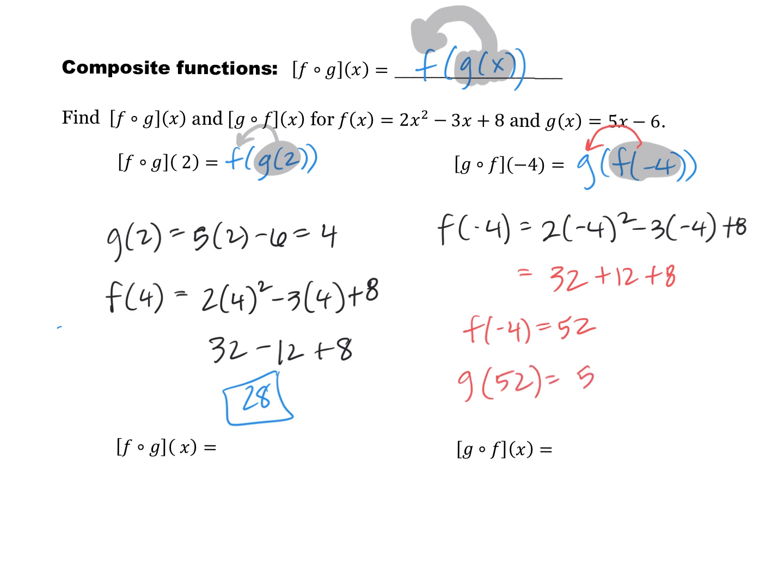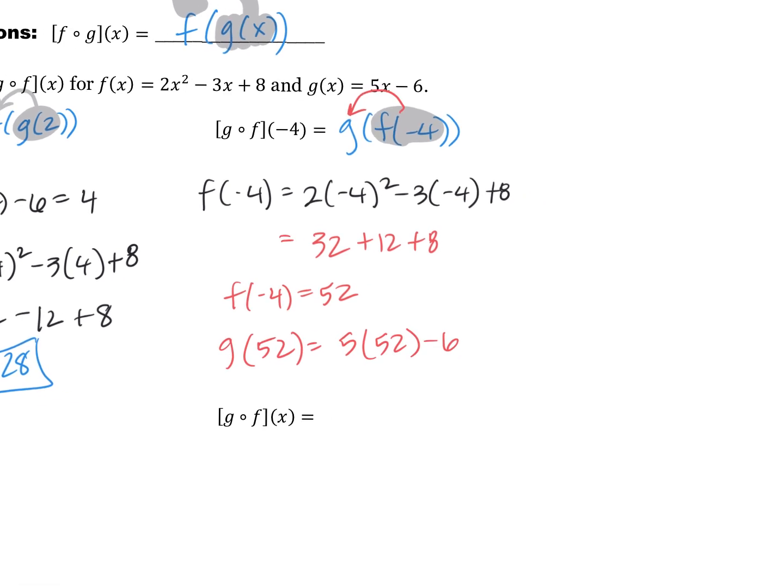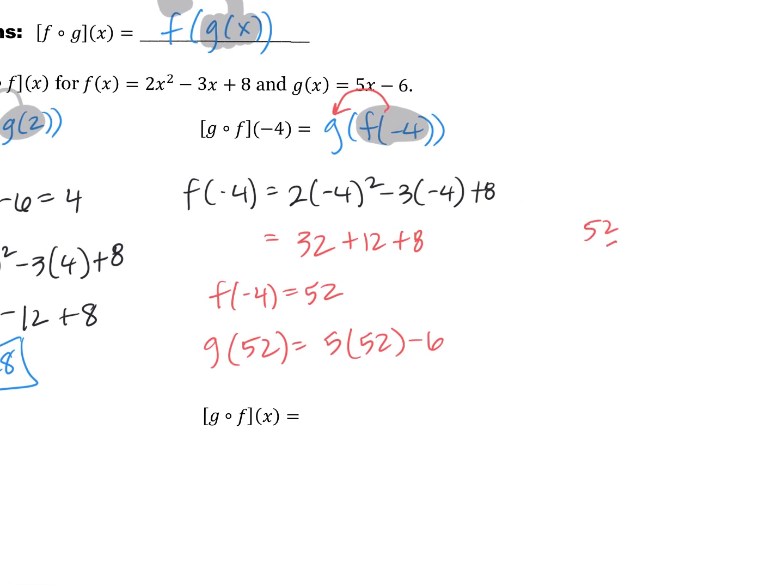Okay. That means we got 5 times 52 minus 6. 5 times 52 sounds mess. Let's do it off to the side. 5 times 2, so I'm going to say 10, carry my 1. 5 times 5, nice. It's 25 plus 1 is 26. So we got 260 minus 6. 254. Whew. Well done, well done.